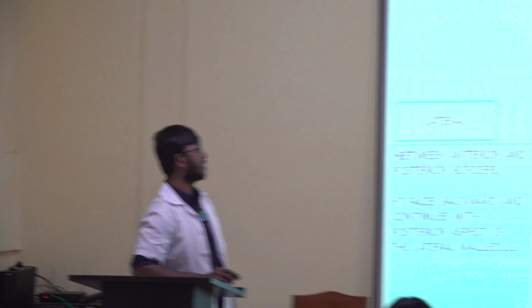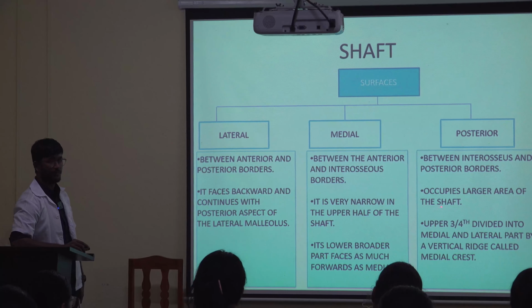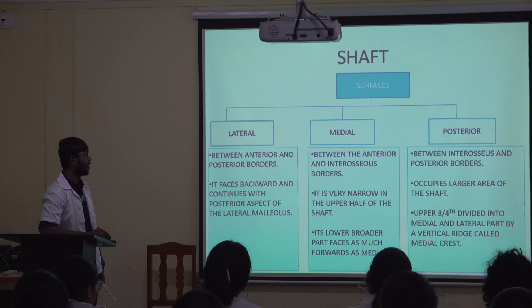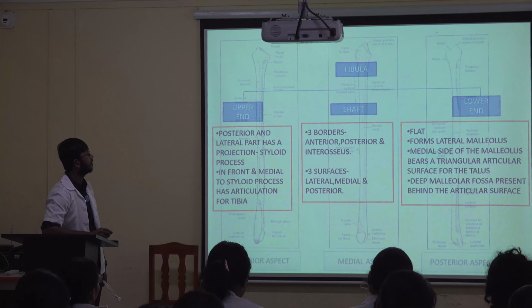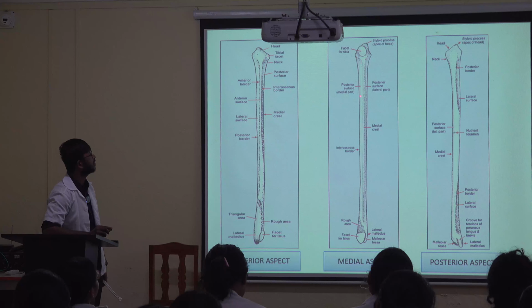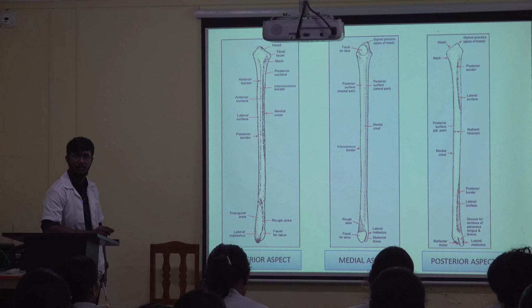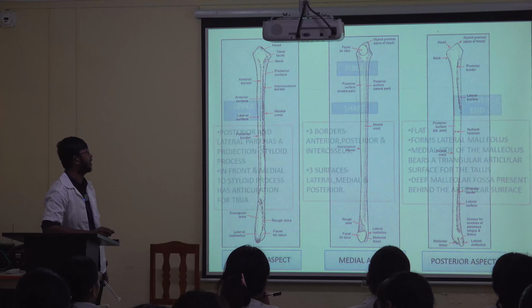Now the posterior surface is present between the interosseous and posterior borders. It occupies a larger area of the shaft. The upper 3/4 is divided into medial and lateral parts by a vertical ridge called the medial crest. See, this vertical ridge, an elevation. So this is the vertical ridge, and it divides the posterior surface into medial and lateral parts.